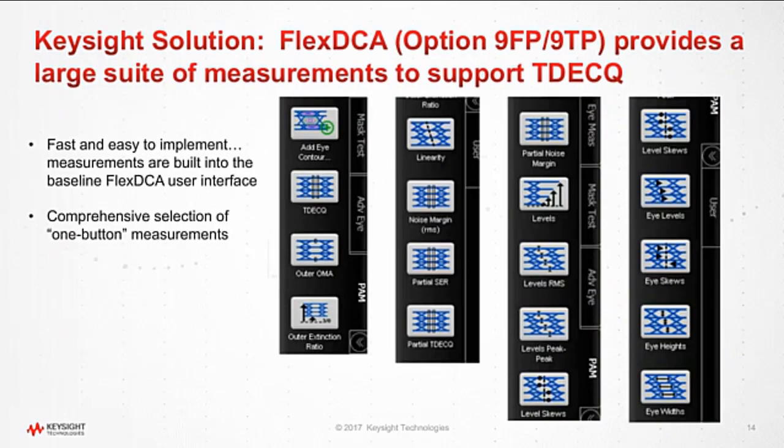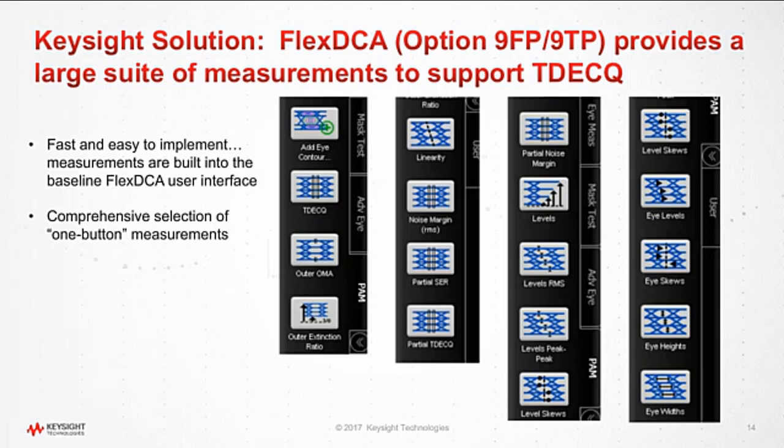So Keysight has developed, as part of FlexDCA, which is the user interface for the DCA product line, a pair of options, 9FP and 9TP, that provide a very large suite of measurement capability for analyzing TDECQ. One thing to note here is that what we've chosen to do, and this is by design, was build these measurements directly into the user interface. And that was done to ensure that we optimized the measurement time. So we reduced the measurement time for you. And you can see that we've got not just TDECQ and outer OMA and ER, but we have all those partial measurements, the partial SER, partial TDECQ implemented as well.